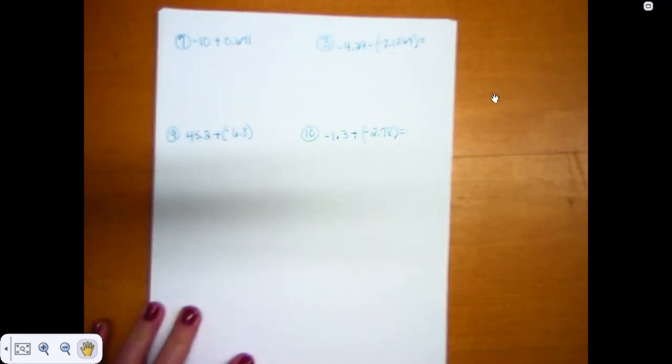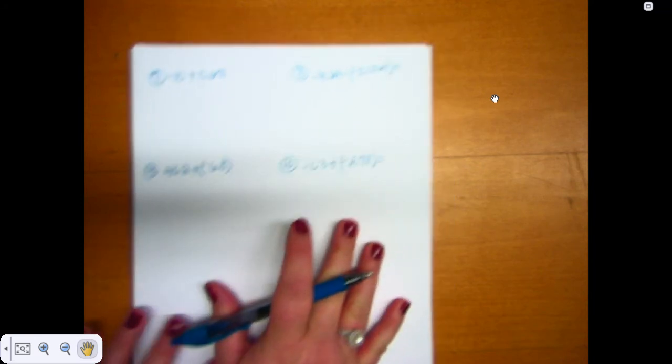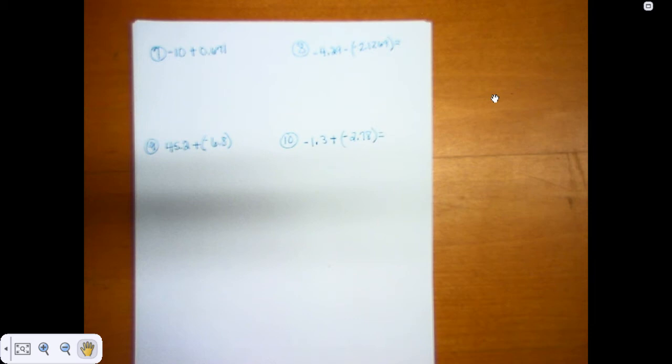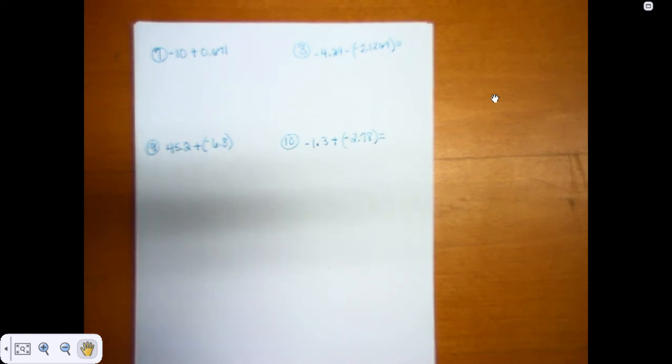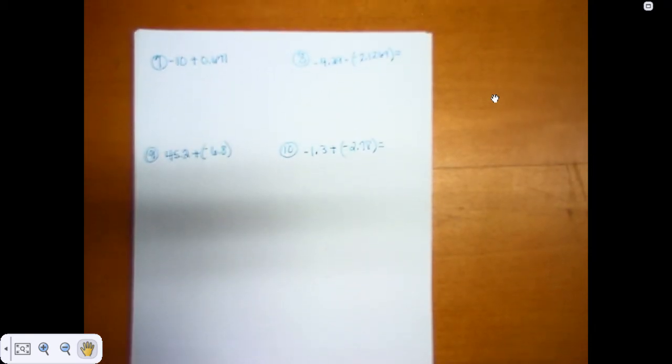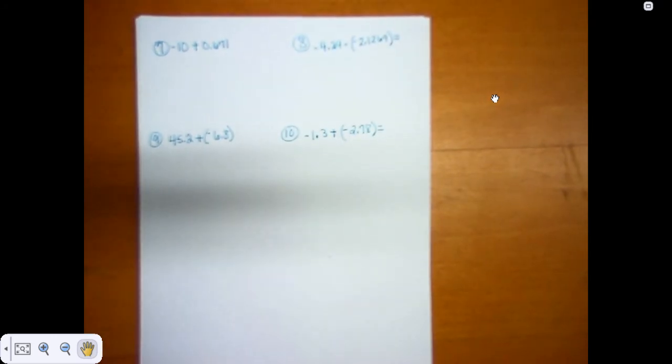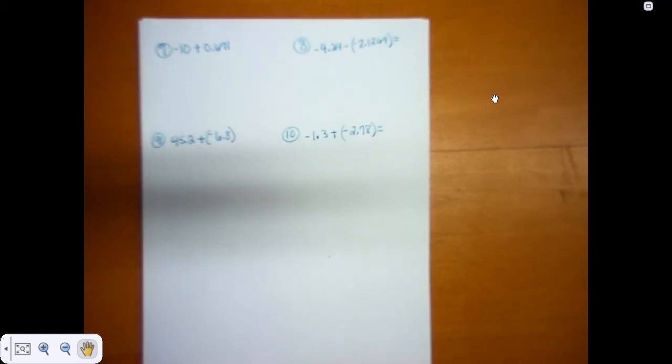Okay. Let's move on to decimals because we will have decimals on our test. Don't know why it's so blurry. It's just not in focus very well.